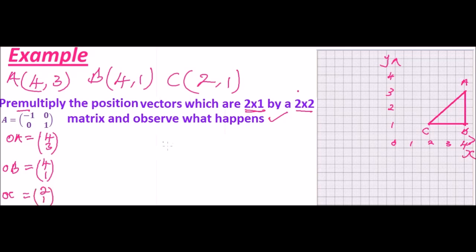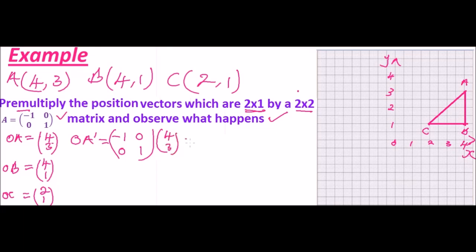By multiplying, we can multiply the 2 by 1 matrix by the 2 by 2 matrix. We will start with OA. So we write it like this: we have a new vector OA, which equals our 2 by 2 matrix, minus 1, 0, 0, 1, multiplied by OA, which is a 2 by 1 matrix, 4, 3.